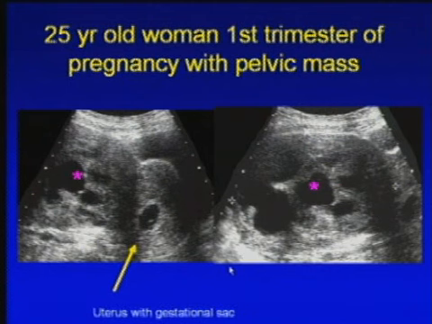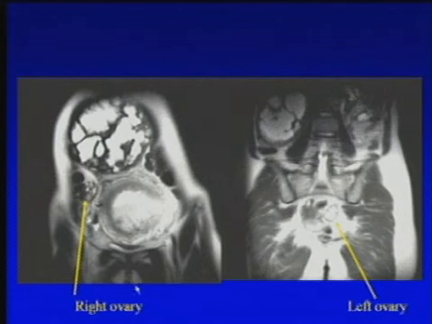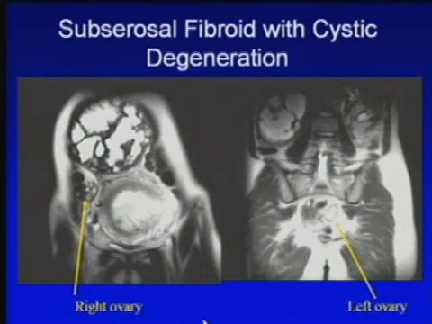Here's a 25-year-old woman in the 1st trimester of pregnancy who has a large mass. It wasn't clear if this was related to the uterus or adnexa. She came back in the 2nd trimester. Here we see the mass. We saw 2 normal ovaries, and this was just a large degenerated subserosal fibroid.